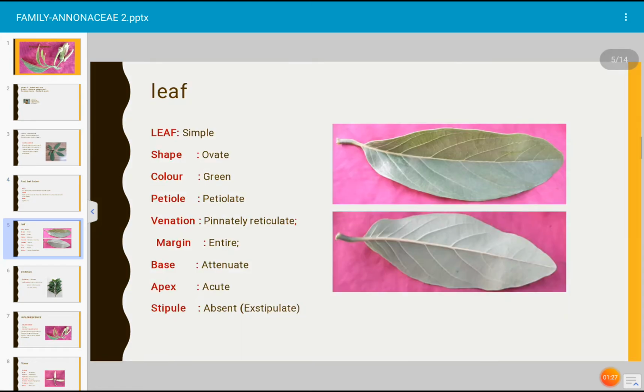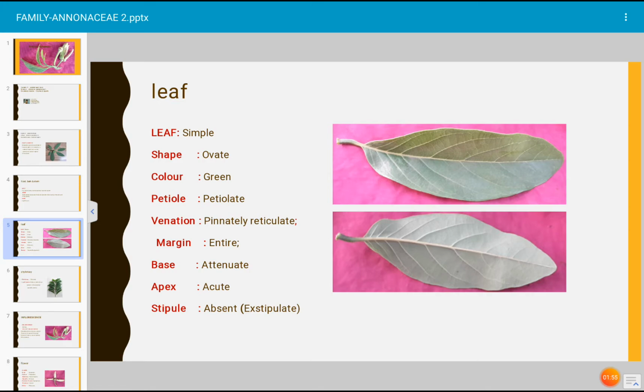Next. Leaf of Annona squamosa, family Annonaceae. The leaf is simple, as shown in the photograph. Why is it called a simple leaf? Because the leaf has only a petiole and lamina. What is a petiole? The stalk of the leaf is known as the petiole. And the upper green broad part of the leaf is the lamina. Okay. When the petiole and lamina are present, then it is a simple leaf.